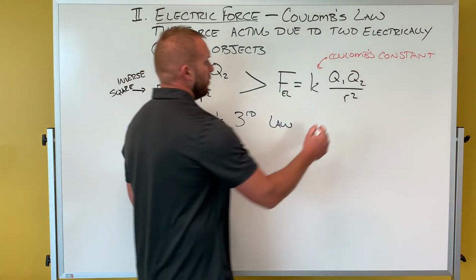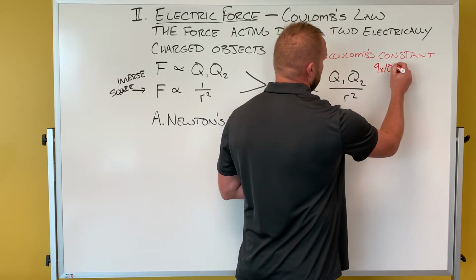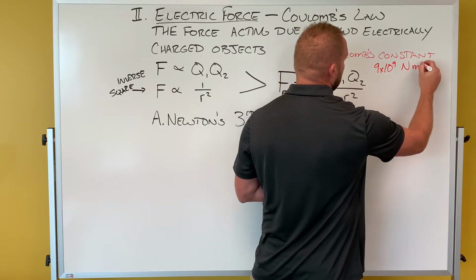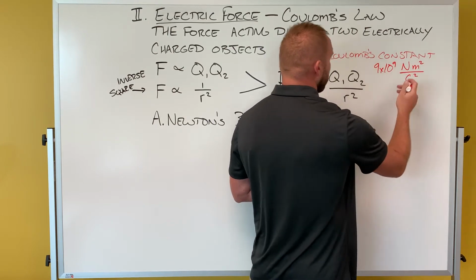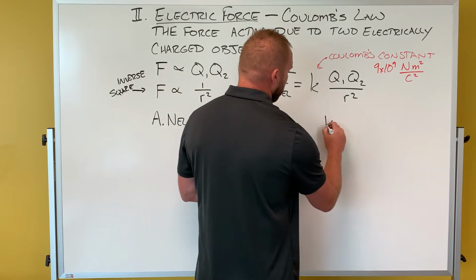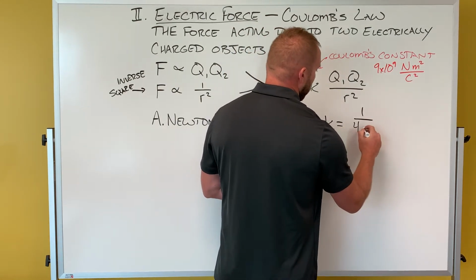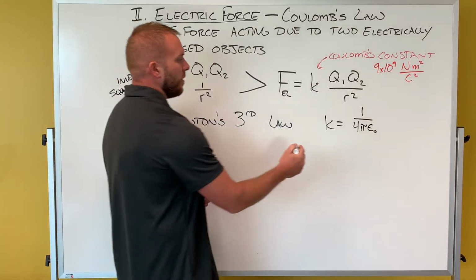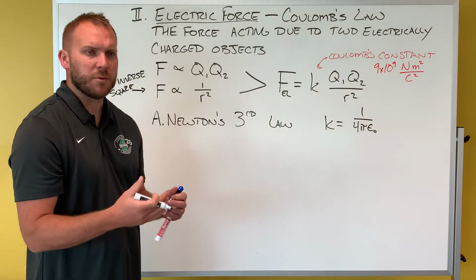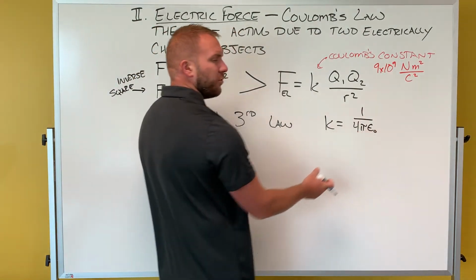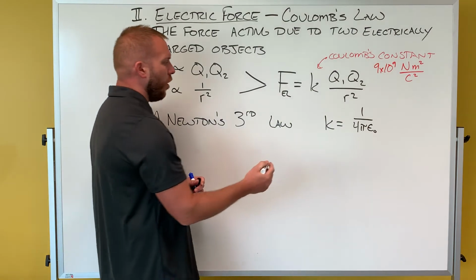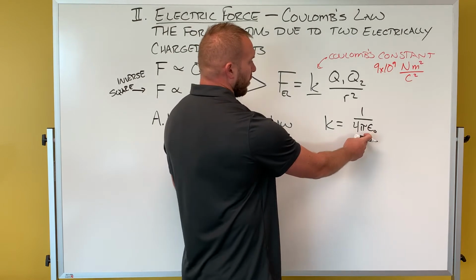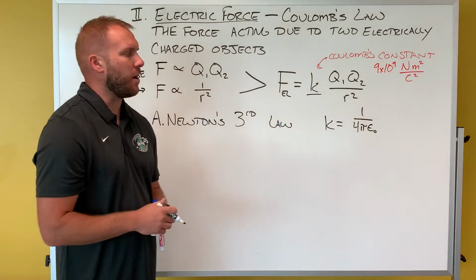In AP, they have us use 9 times 10 to the 9, in newtons meters squared over coulomb squared. Those are the units for Coulomb's constant. K can also be written as 1 over 4 pi epsilon naught. We'll show a little later, in some different topics, why this might be more beneficial at times. Almost always, though, just using K is acceptable, but K can also be written like that. It's the same value.